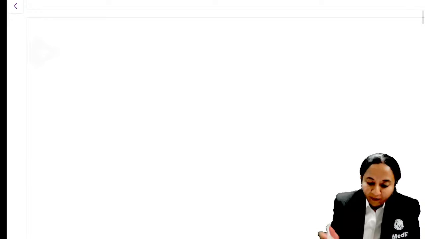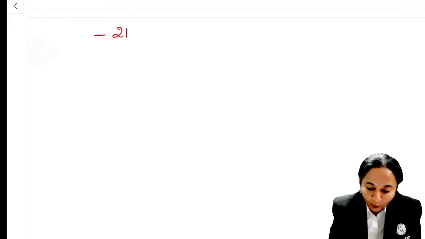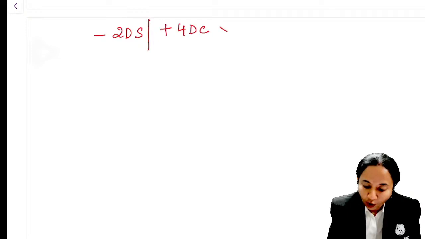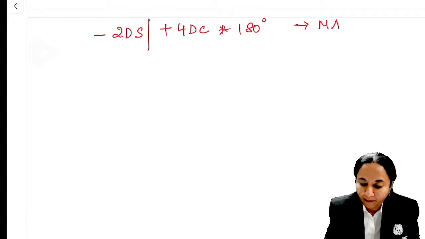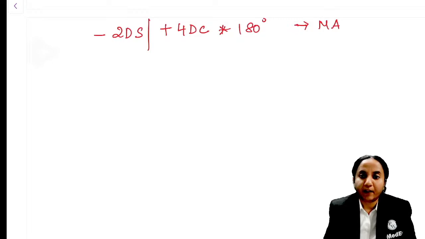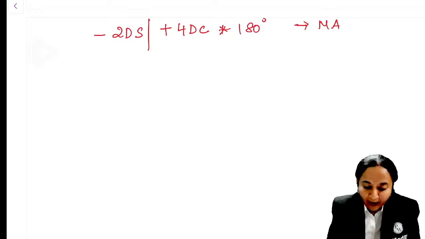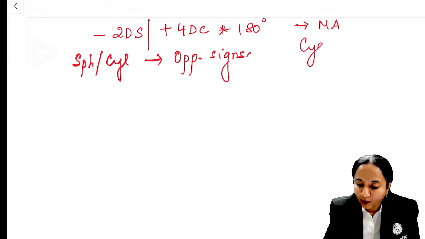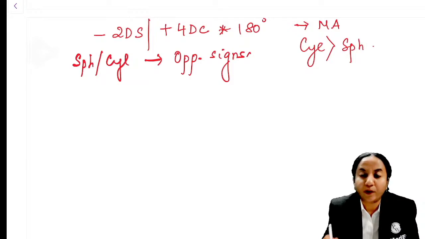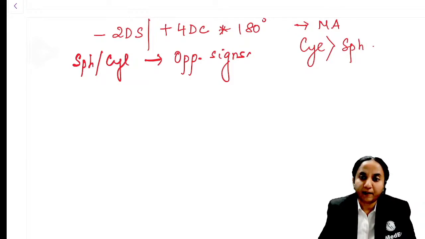Now see, I told you that when we have something like minus 2 diopter sphere and say plus 4 diopter cylinder cross whatever, this is a mixed astigmatism. Now, how do you know this is a mixed astigmatism? Because there is a combination of minus and plus. So sphere and cylinder are of opposite signs, and the absolute value of the cylinder is greater than the sphere. This is what I told you. This is mixed astigmatism, right?